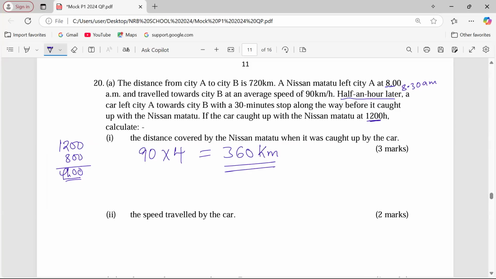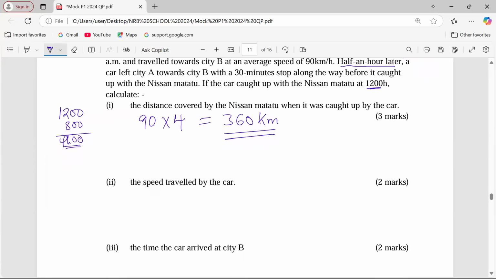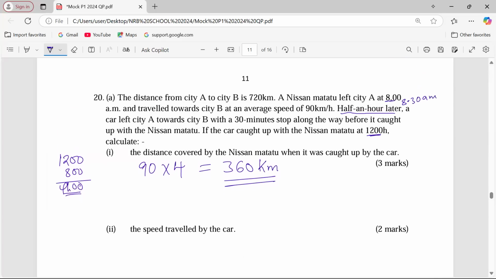Now the next question is the speed traveled by the car. All right. You know, for them to catch up, because they are all starting from city A, they are all moving from city A. That means for the car to catch up, it has also moved an equal distance. Therefore, we want to see what is the time the car has been moving to cover the same distance.